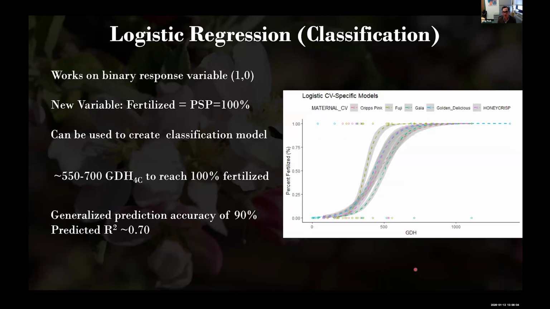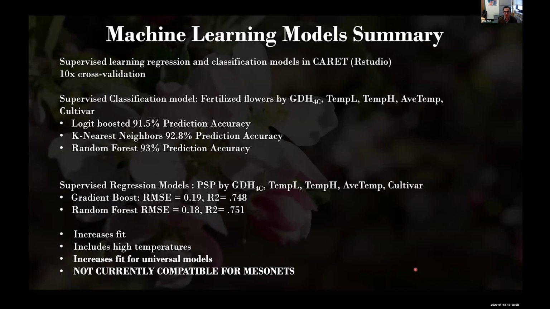He also used a logistic model, which actually had better accuracy, up to about 90%, which was really nice to see. It's a little harder to use this kind of model in the Mesonet systems, but from a biological perspective and just thinking about how this all works, this was a really nice step forward.